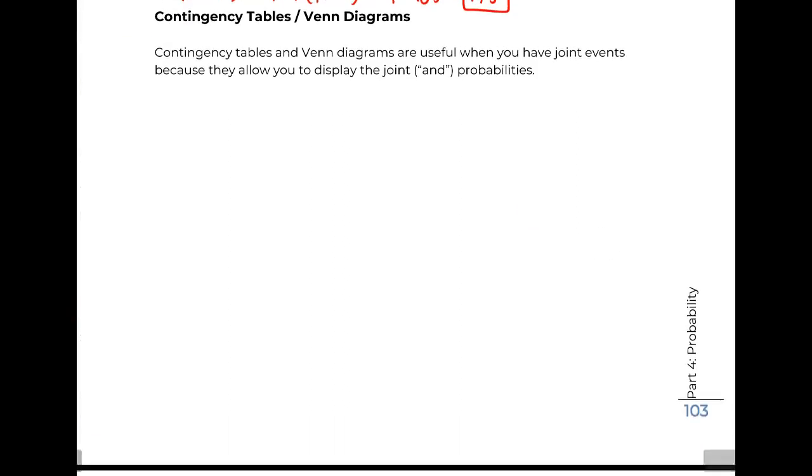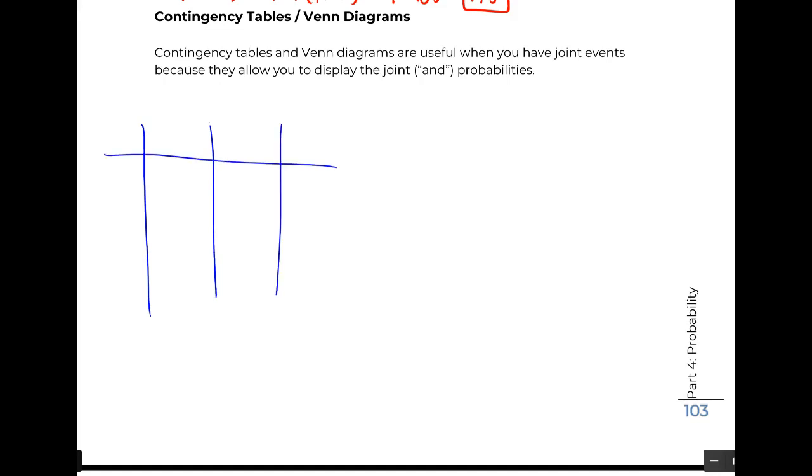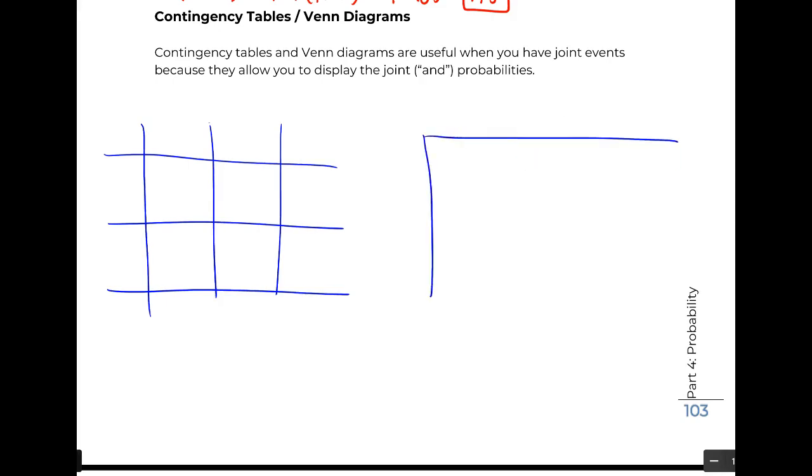All right, our next type of display is a contingency table or Venn diagram. Both of these displays can be used pretty much for the same situations. That's because they both have those joint probabilities displayed. So let's just point out how these would both work. We have our contingency table, we have our Venn diagram.